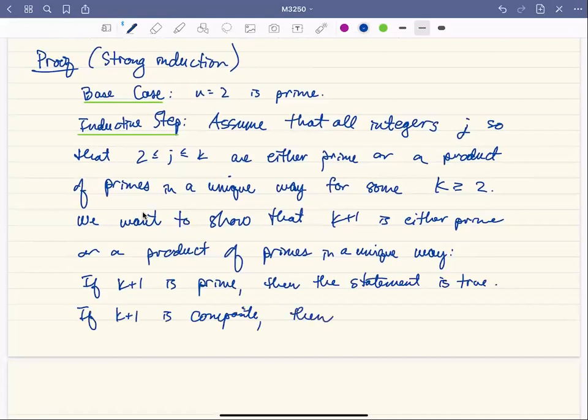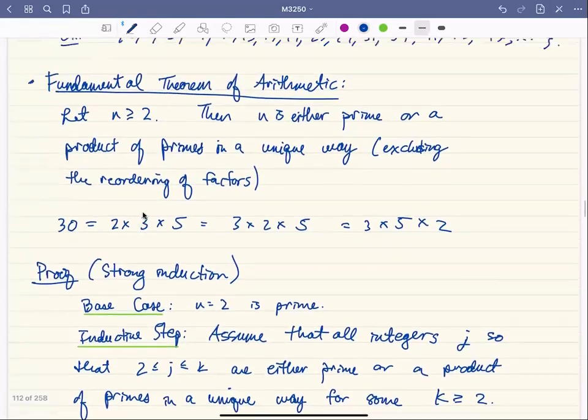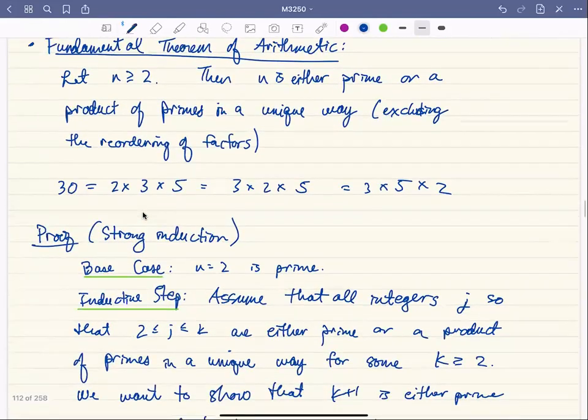that means that it's not prime, and therefore there are integers. I should have explicitly said this up above. Primes are the integers whose only factors are 1 and itself. If that's not true, the integer is called composite. So you can say n is composite if there exist integers a and b such that we can write n as a times b, where a and b are both between 1 and n.